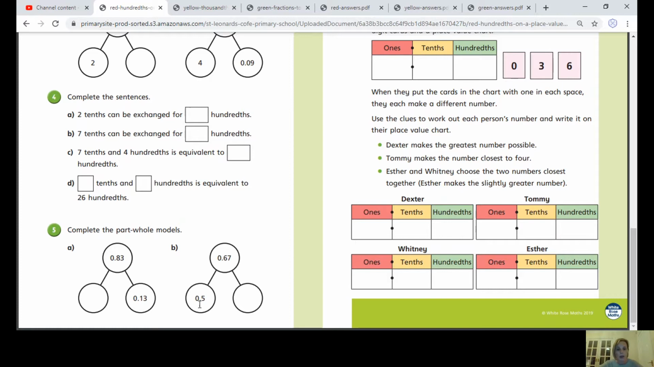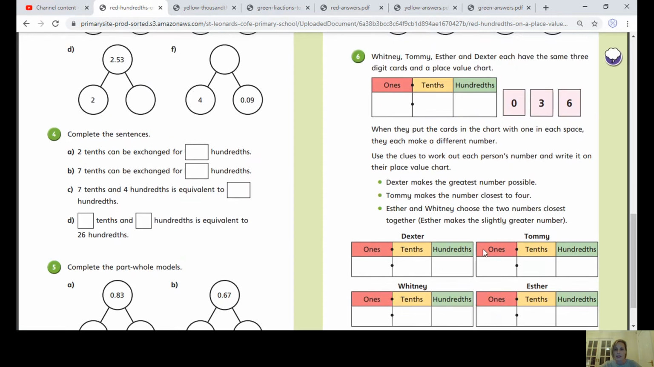There's a few part whole models again here. Be careful with those, because this time the tenths aren't the same as the tenths that are shown in the whole decimal. So you've got to work out how many hundredths would make it equal 0.67.